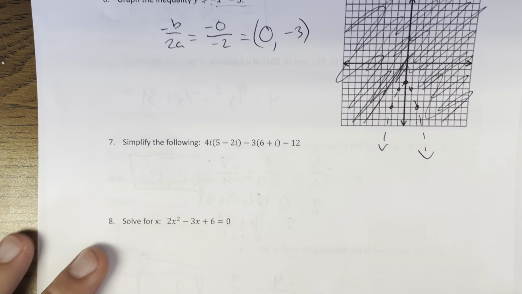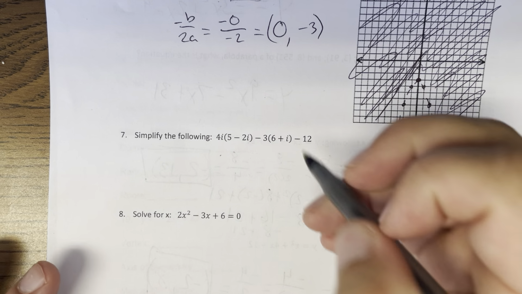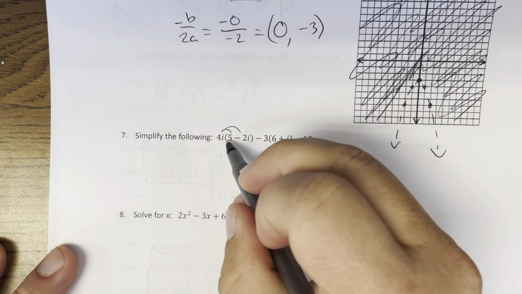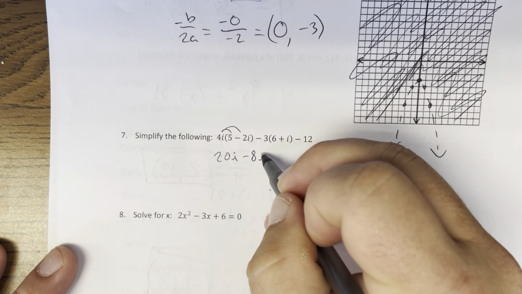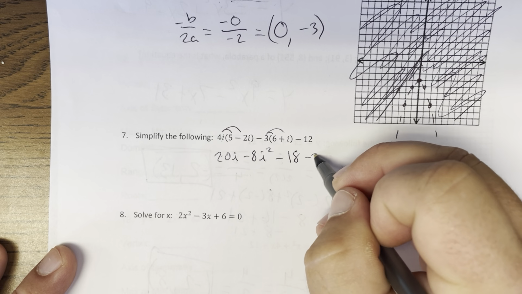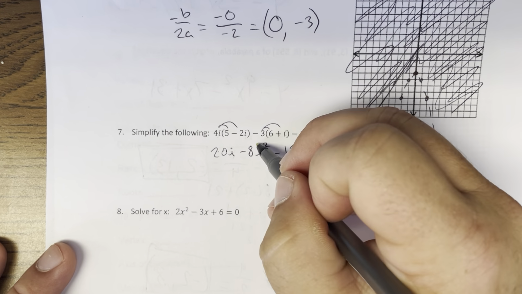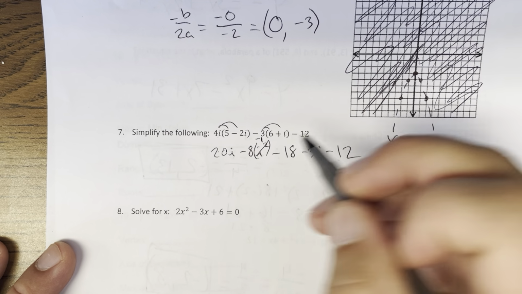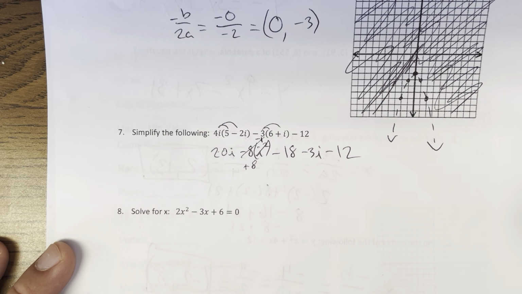Number 7, to simplify, we want to distribute where we need to, combine like terms, and just make this a smaller expression. And so that's going to become 20i minus 8i squared minus 18 minus 3i minus 12. I have i squared right here, which we've gone over. Anytime you see i squared, that's equivalent to negative 1, which is going to change this to be a plus 8 instead of a minus 8.